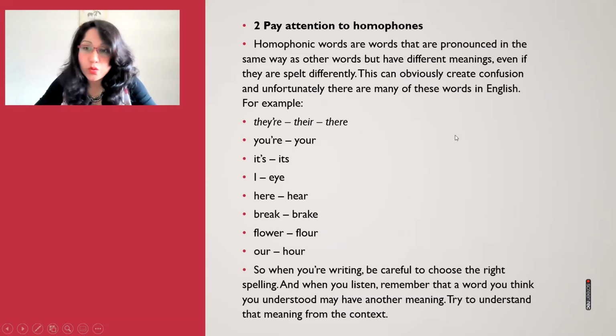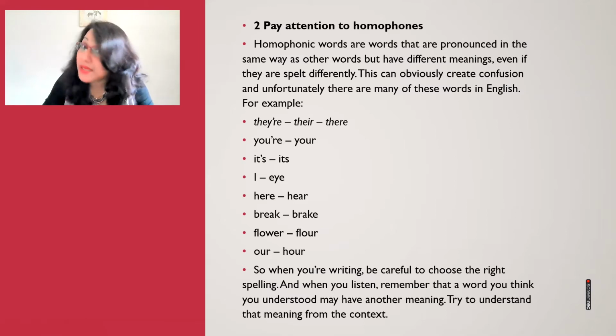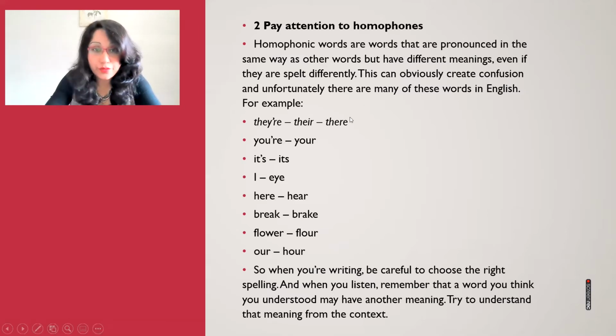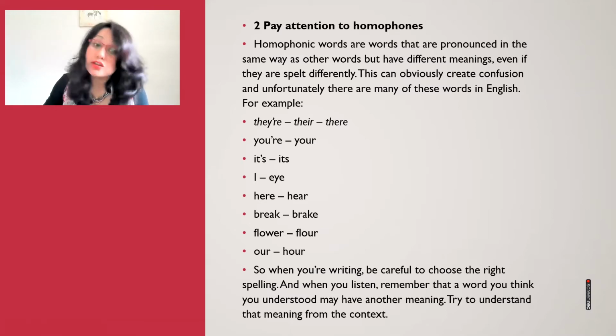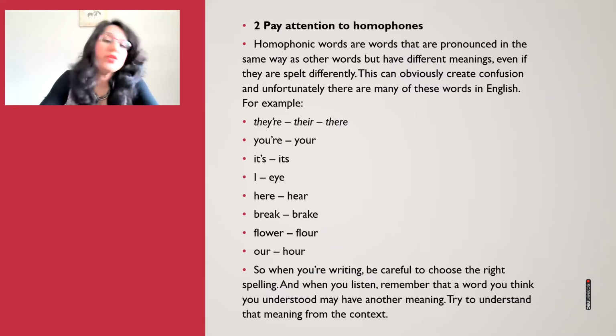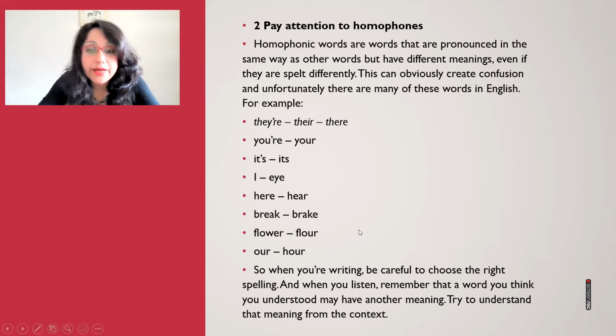So when you have your homophone words, because they sound the same but the meaning is different, there's a lot of confusion. For example, over here, they're, their, there, your, you're, it's, its, I, eye, hair, hare, break, brake, flower, flour. Okay, so there's lots of confusion, I'm sure. So whenever you're using them, you have to be very, very careful.